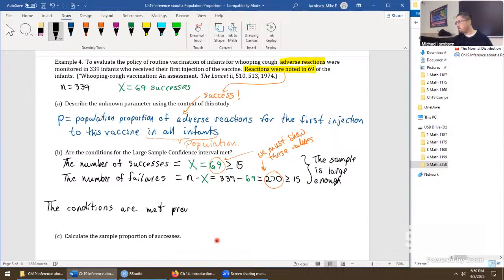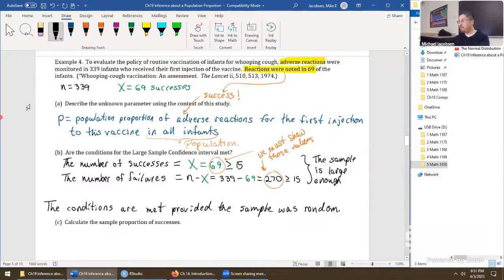Provided the sample was random. Just a short statement, you don't have to say too much, because just because they didn't say it was random doesn't mean the condition automatically fails. This is just an unknown for us at this point.